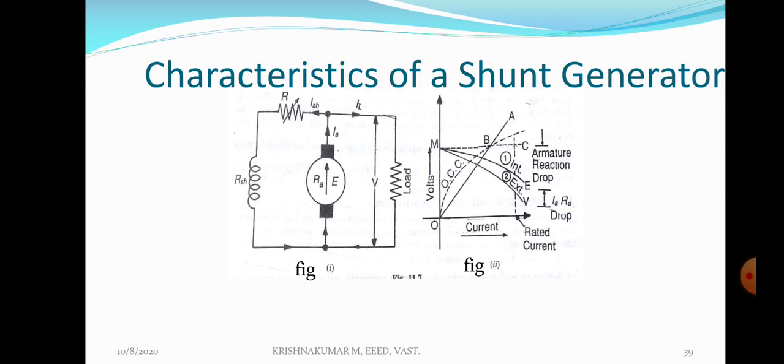The internal characteristic shows the relation between E versus IA. The external characteristic shows the relation between V versus IL. V is less than E. E means generated EMF under loading condition. Don't confuse: E is the EMF under loading condition, and V is the voltage across the load, which is the terminal voltage. E minus IaRa is equal to V. So the external characteristic lies below the internal characteristic because E minus the armature drop IaRa is equal to V. The internal characteristic lies below OCC because E0 minus the EMF due to armature reaction is equal to E. Okay, I think it is clear.